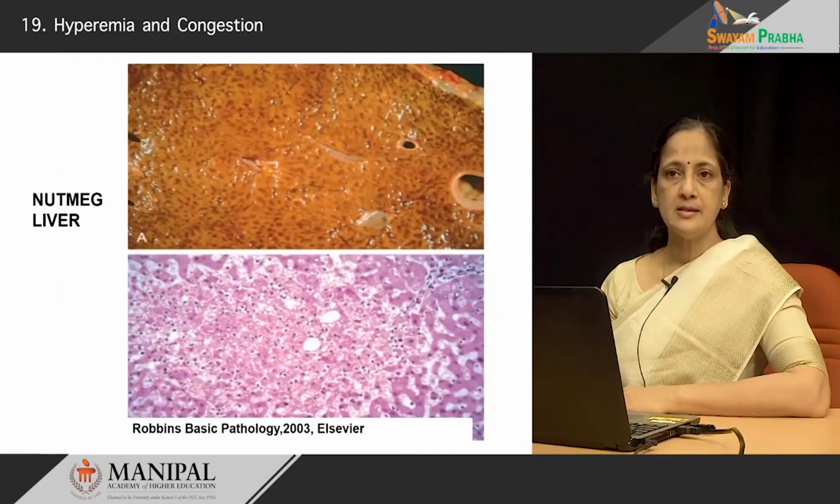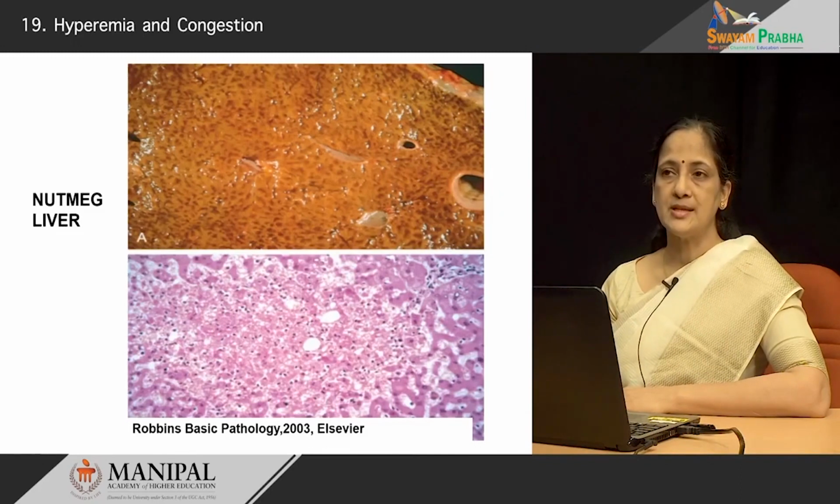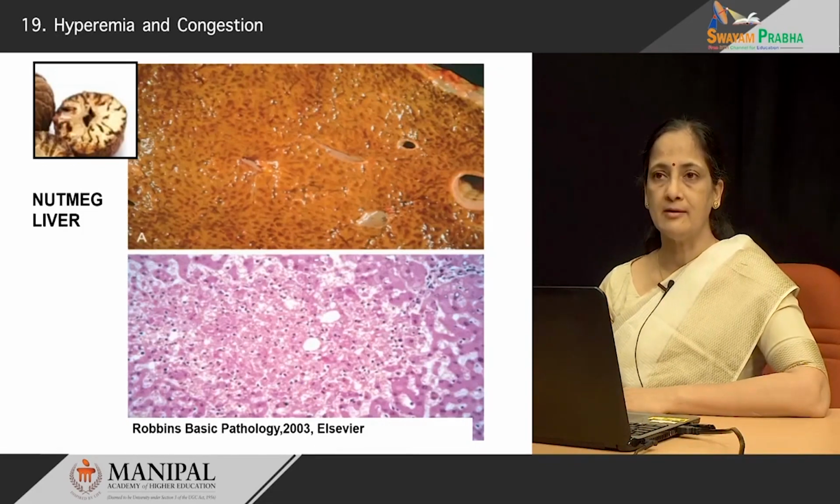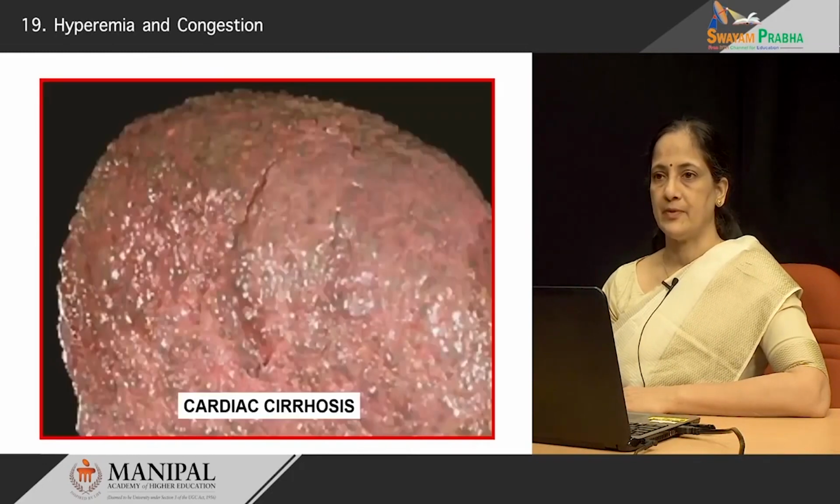The dark areas that are seen on the cut surface correspond to the congested area around the central vein. The pale areas which you see on the gross correspond to the fatty change that is seen in the periportal area. You can also see a picture of a nutmeg and how similar it is to the change you are seeing in the liver in CVC, the nutmeg liver.